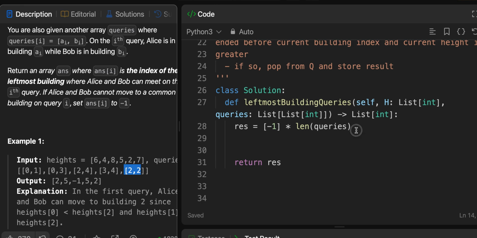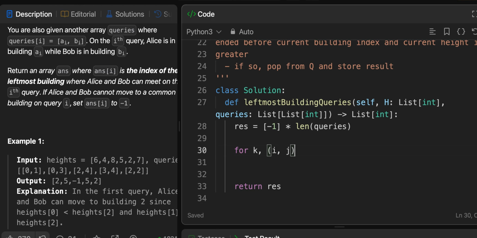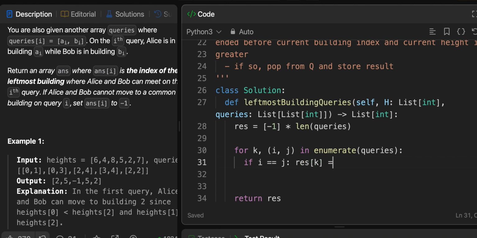So let's do it. So for K, the index of the query, and I'm gonna say I and J in enumerate queries. If I equals J, then the result at K equals I. So this is the index of the query. So we set that answer at that index, and it could be I or J. We'll just set it I. Okay, that was easy enough.